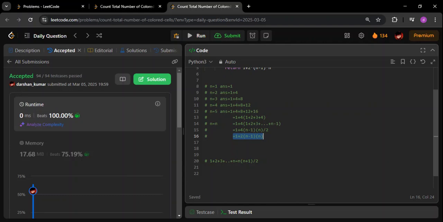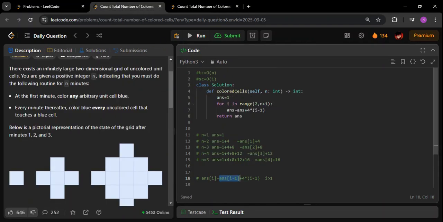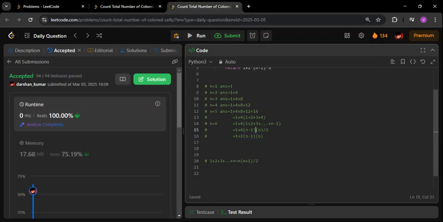Previously, we tried to get the answer using the previous answer. Because of this, we had a complexity of O of n. But now we don't need any previous answer. This term only depends on n, and we are already getting n. So we don't need to find any previous answer. We can directly calculate this value, and this will be the answer.